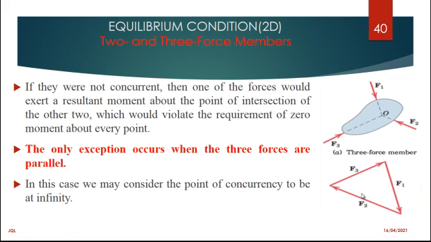If they were not concurrent, then one of the forces would exert a resultant moment about the point of intersection of the other two, which would violate the requirement of a zero moment about every point. The only exception occurs when the three forces are parallel. Only when the three forces are parallel.